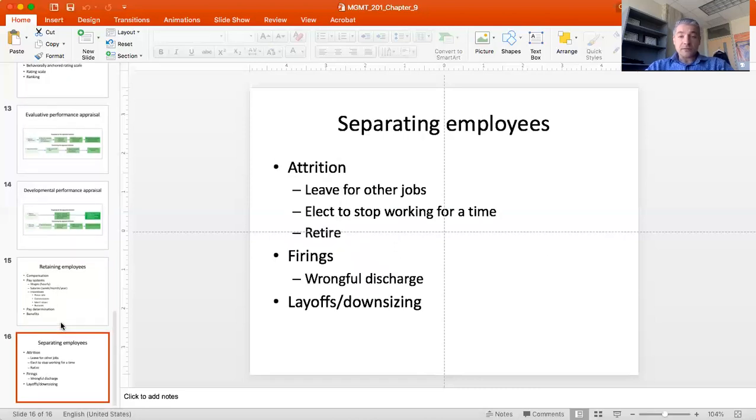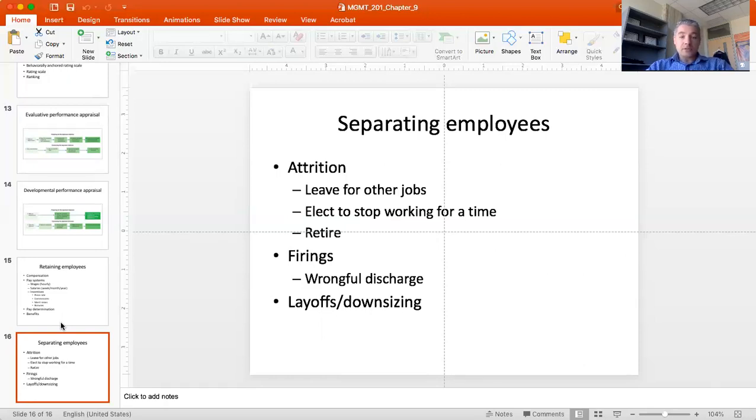And then finally, the final thing that I will discuss in this session on human resources management is separating employees. Well, there are different circumstances in the lives of many organizations, and sometimes you have to let people go, right? Sometimes it happens on its own, the so-called attrition process, when people may leave for other jobs, or they may choose to stop working for a time, right? When we talk about maternity leaves, parental leaves more generally, that would be that. People do retire. So there is always this process of people leaving the organization without you trying to do that, right? So that's called attrition.